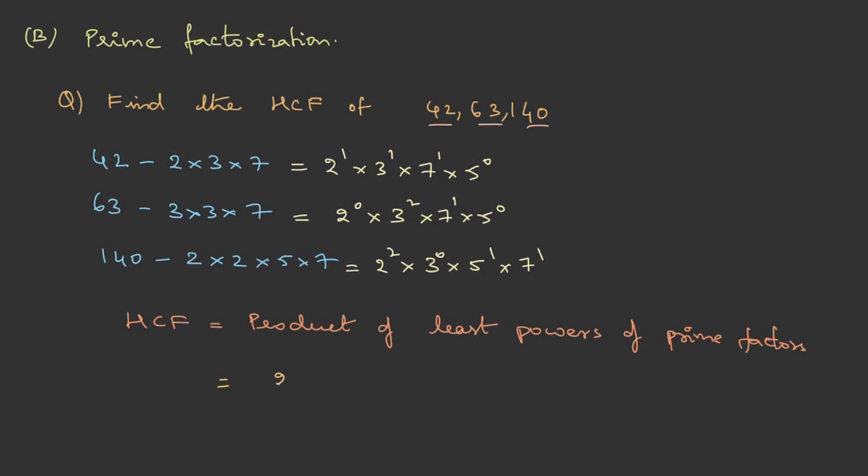So here the prime factors are 2, 3, 5 and 7. Now in that, pick up the least powers. For 2 the least power is 0, so put it as 0. Then for 3 again we can find 0, for 5 we can find a 0, and for 7 the least is 1. Therefore this is 7 power 1, or it is 7. So the HCF of these three numbers is 7. That's how we find the HCF.